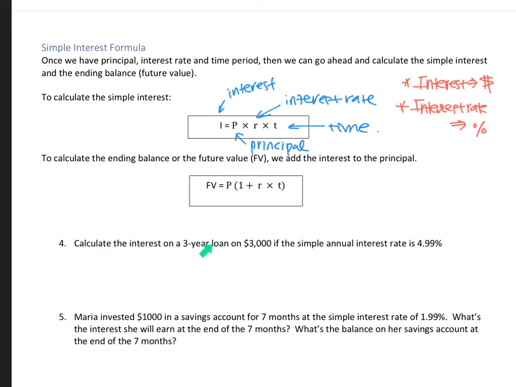Calculate the interest on a 3-year loan. So that's going to be my time. $3,000, so this is my principal. This is how much I borrow, I guess. If the simple interest rate is 4.99%.